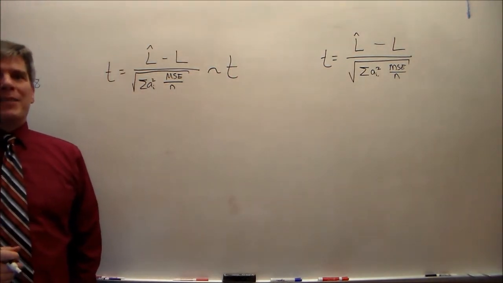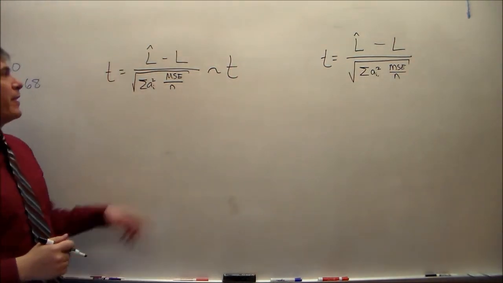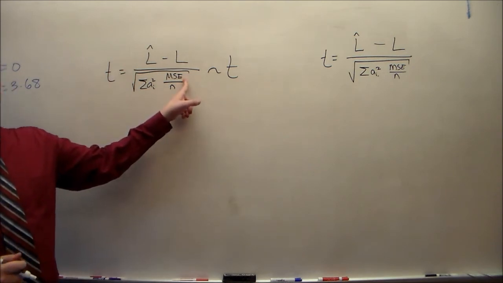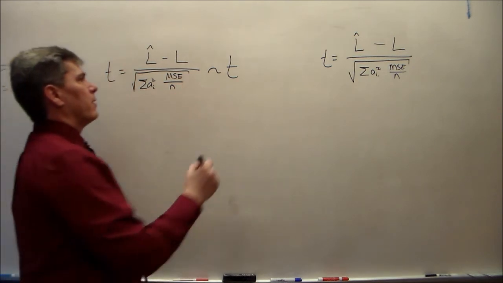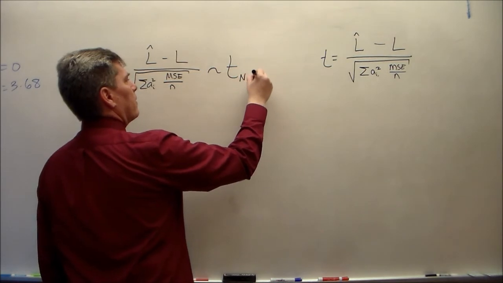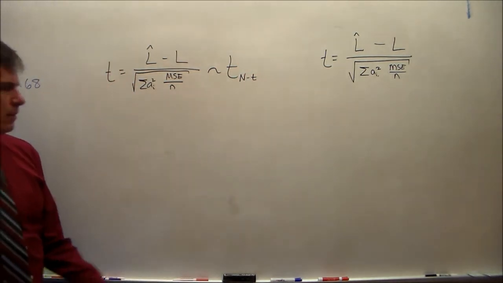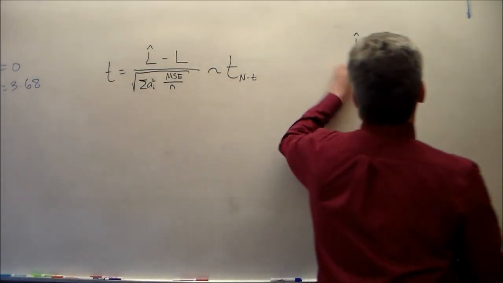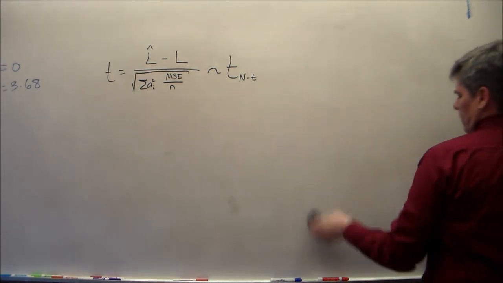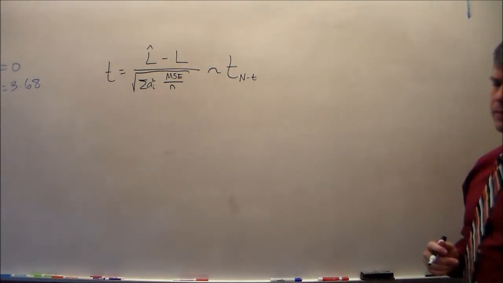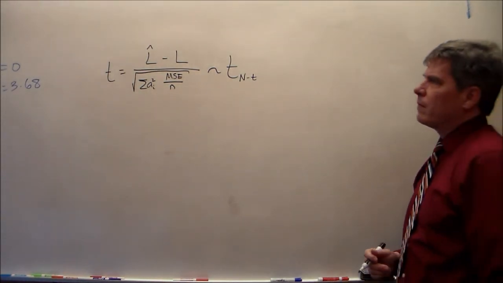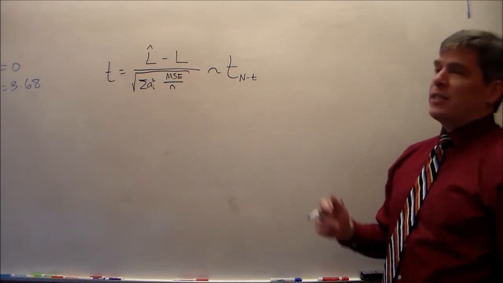As you can probably guess by now, the number of degrees of freedom are going to follow the number of degrees of freedom for the mean squared error. N minus t. Now the book takes this to the next step.